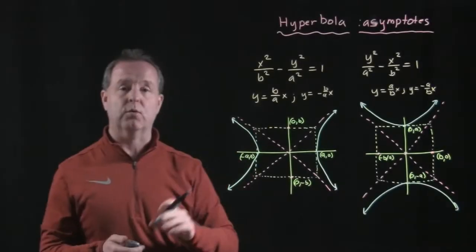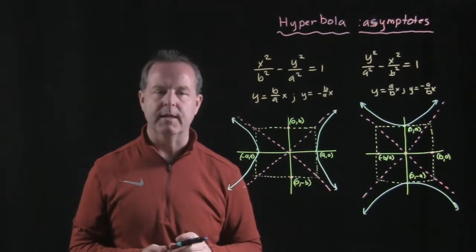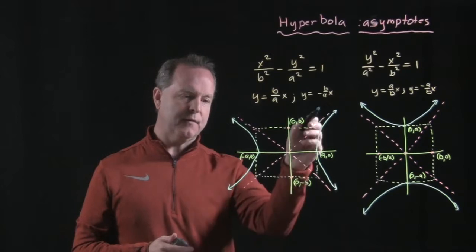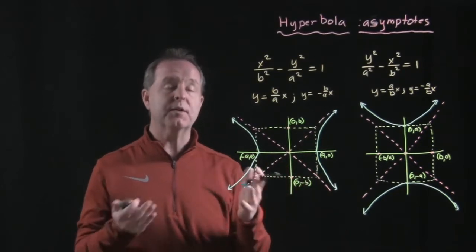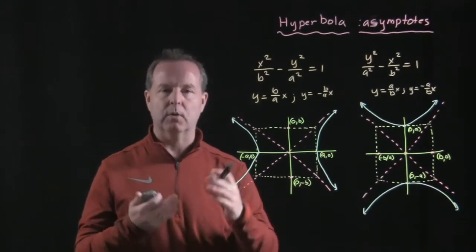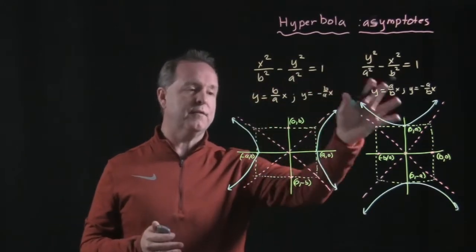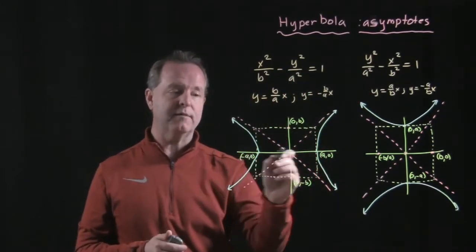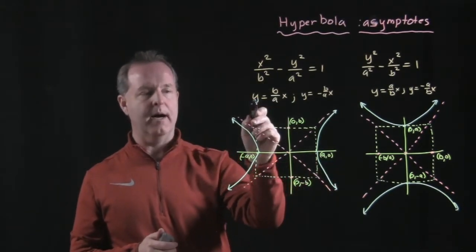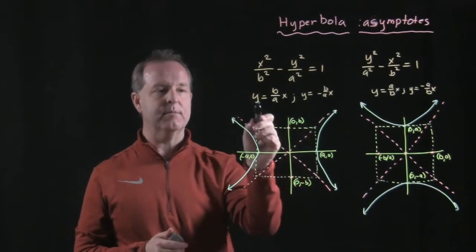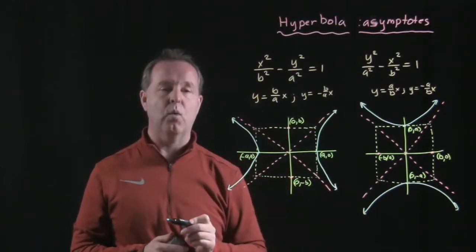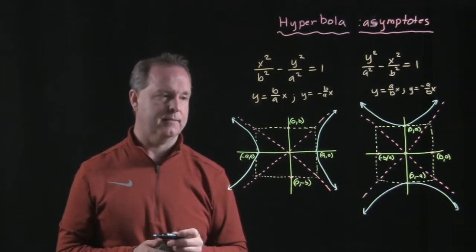To better help us graph hyperbolas with a little bit more accuracy, we know that hyperbolas approach several different lines asymptotically. So there are asymptotes involved with hyperbolas, and the asymptotes are located depending on which version we have. If we have the transverse axis along the x-axis, we have asymptotes at the lines y equals b over a times x and y equals minus b over a times x.